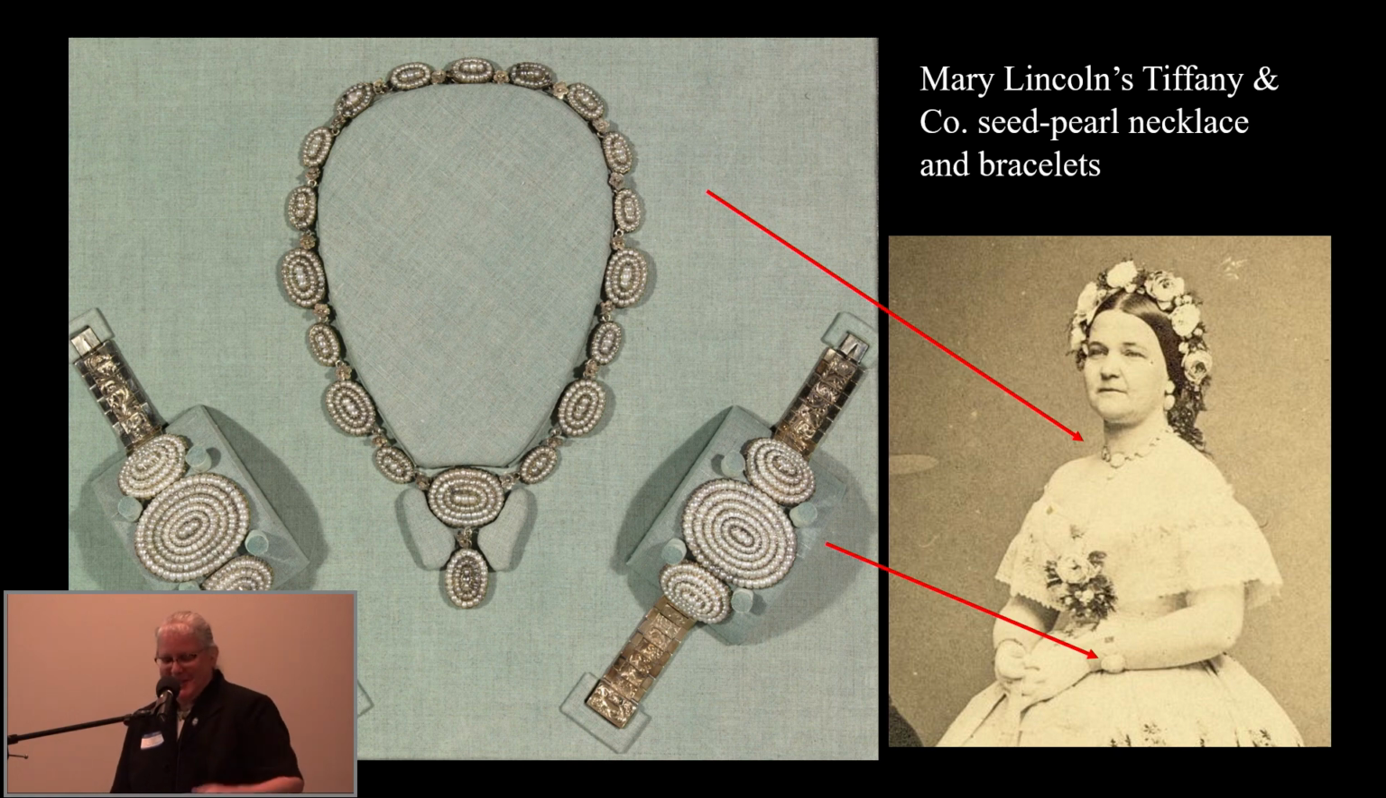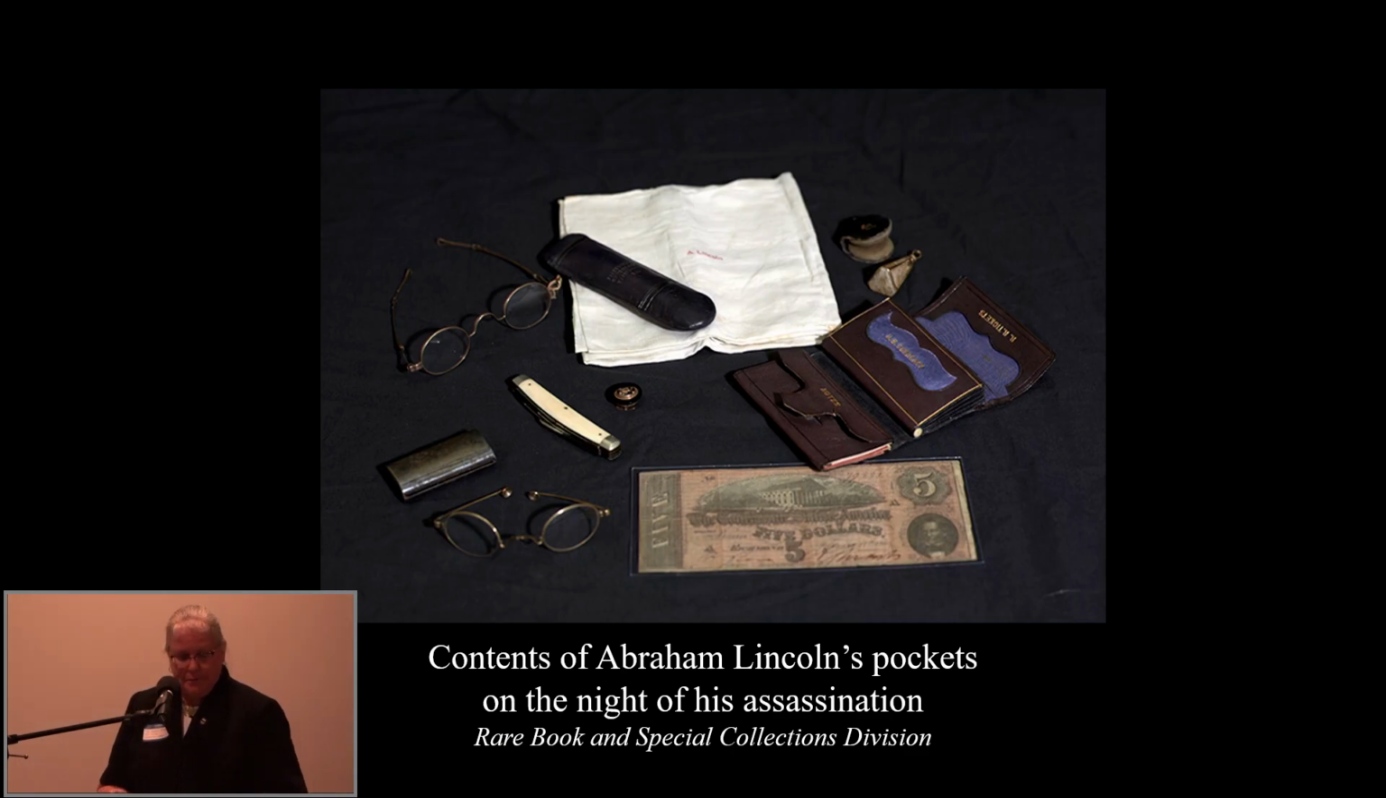Back to my conversation with Dan, we do have some artifacts the way I define them. We have some three-dimensional objects, such as Mary Lincoln's seed pearl necklace and matching bracelets from Tiffany & Company, which can be seen in this Matthew Brady photograph of Mrs. Lincoln. We don't have the earrings, and I don't know what happened to those.